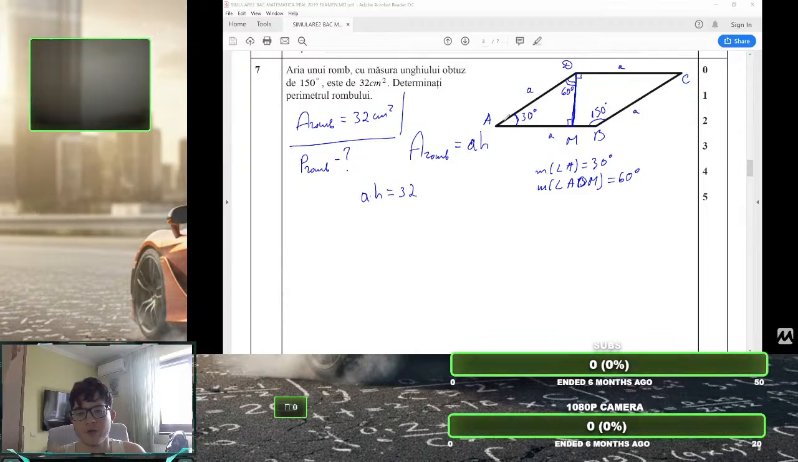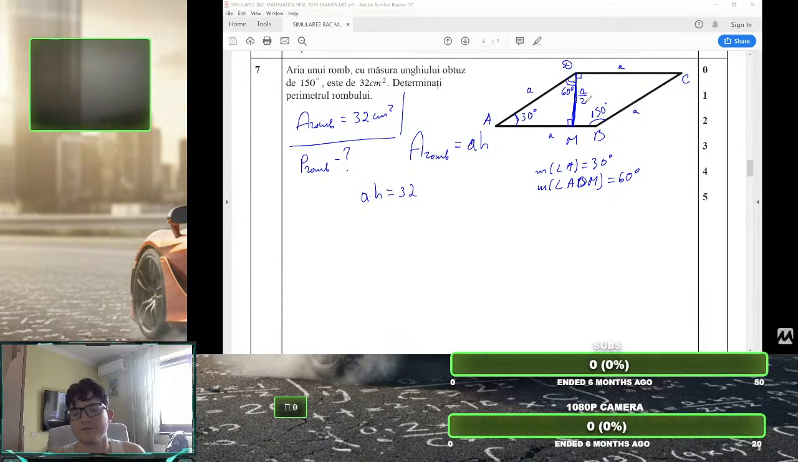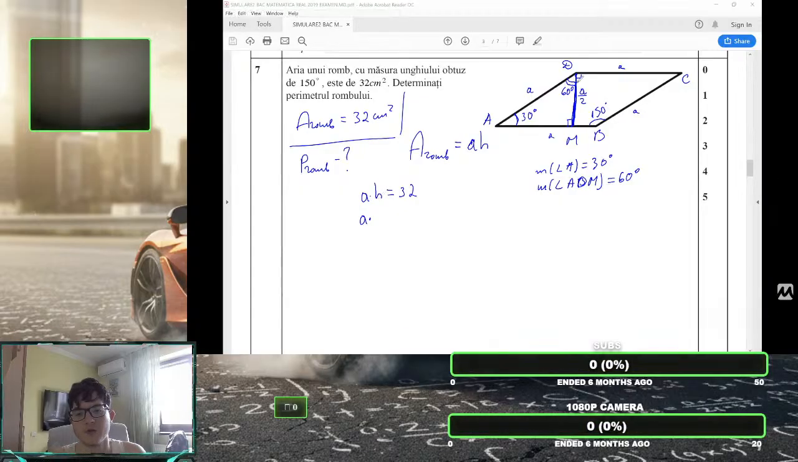So basically we can say that the line is 32 divided by the height, and right there we can say that that is the line divided by 2 according to the 30-degree formula. So now we can apply the Pythagorean and stuff.